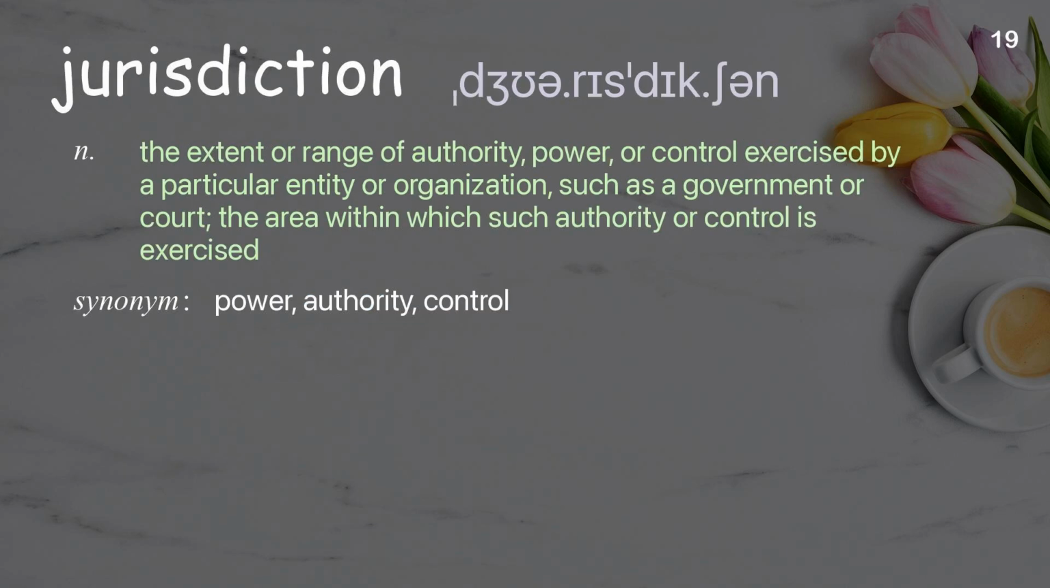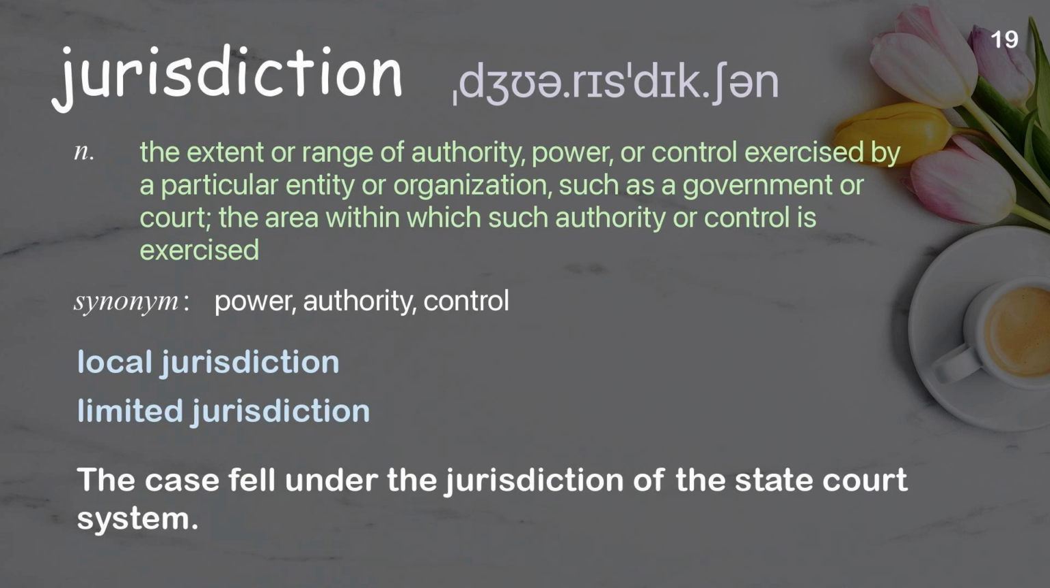Jurisdiction. The extent or range of authority, power, or control exercised by a particular entity or organization, such as a government or court, the area within which such authority or control is exercised. Examples: Local jurisdiction. Limited jurisdiction. The case fell under the jurisdiction of the state court system.